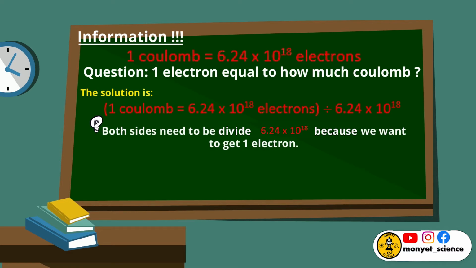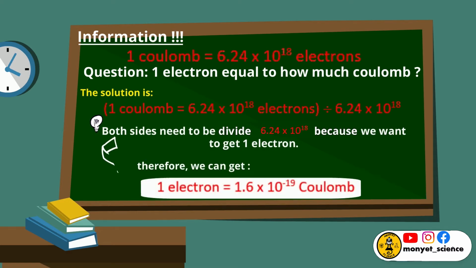Using the equality that was given before, we can divide both sides by 6.24 times 10 to the 18 to get 1 electron's worth of coulombs. Therefore, we get 1 electron is equal to 1.6 times 10 to the negative 19 coulomb.